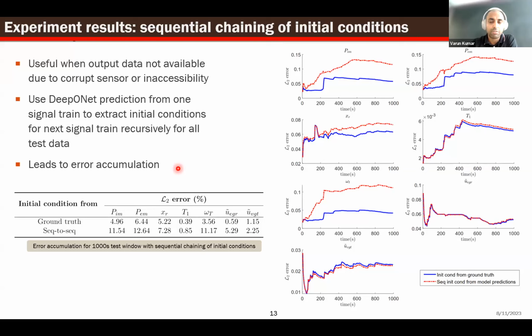What happens if we do this is basically it leads to error accumulation, because for each signal that we have, there is an error there. And if we keep adding that to the next set of predictions, the error builds up. The figure on the right shows the blue line as the initial conditions when we use data as an initial condition. And the red dotted line shows how the error increases as we use sequence to sequence initial condition chaining.